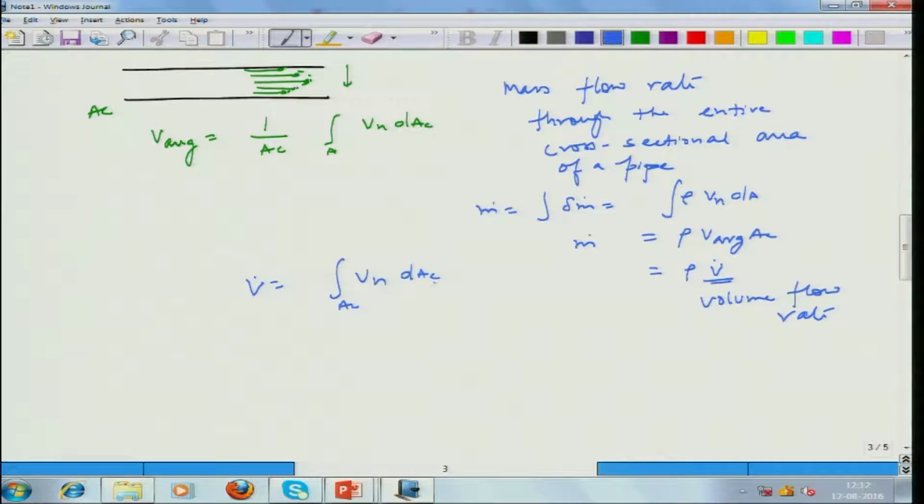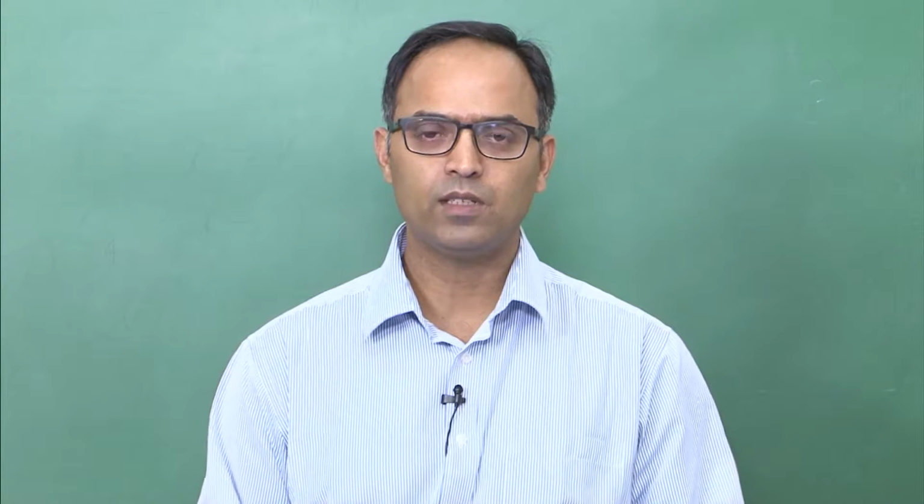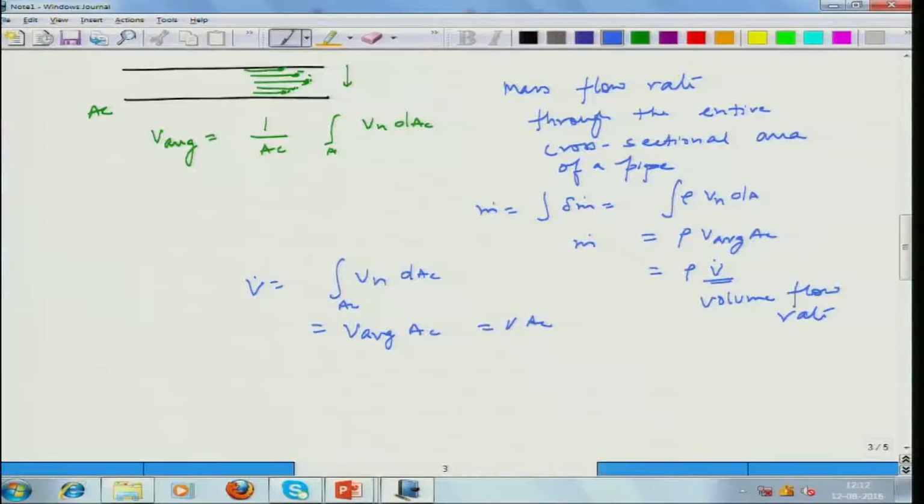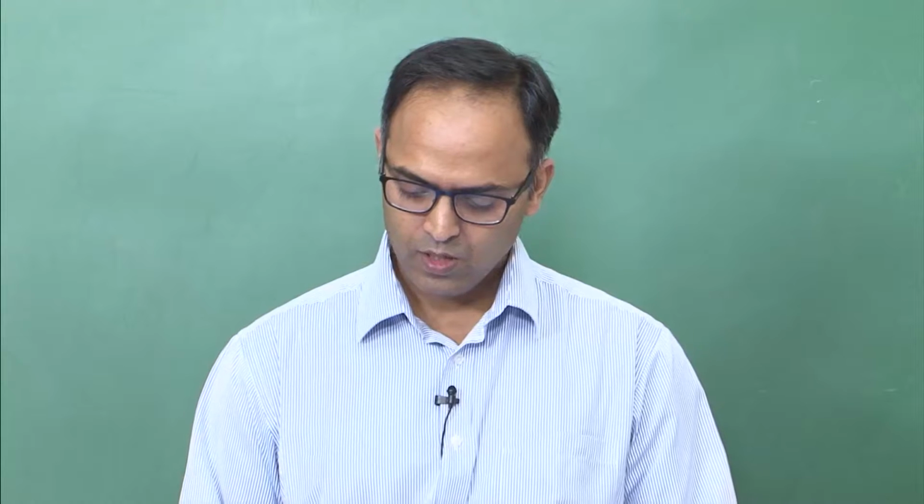We integrate, and this is what we can write as V average times AC, or V times AC. So this was the general mass balance. We are going to apply this mass balance for the steady process. So let's look at what are the conditions which we are going to make use of.